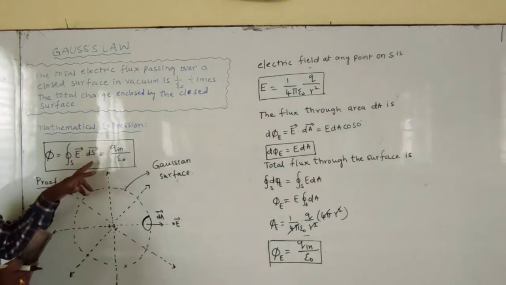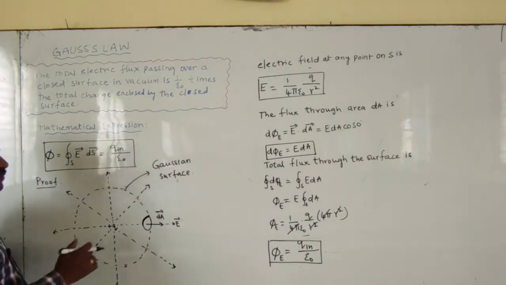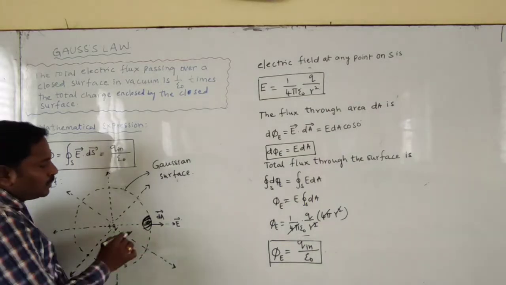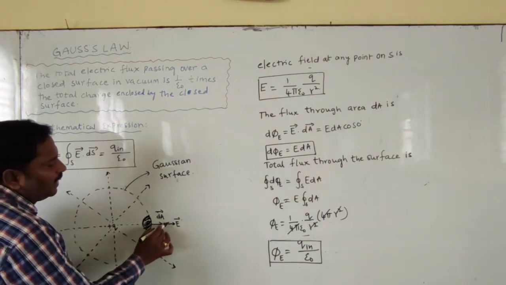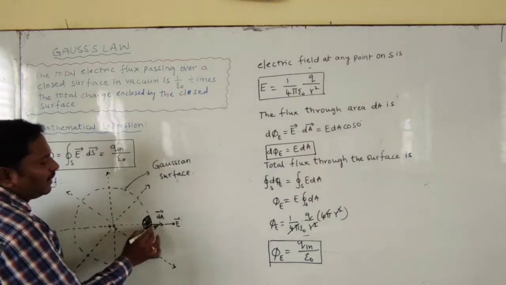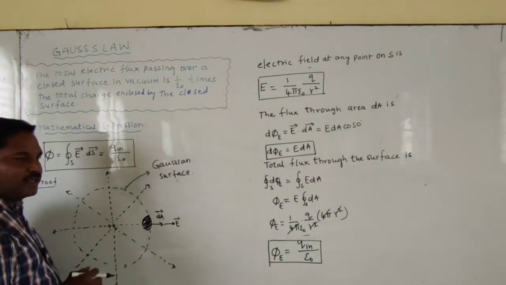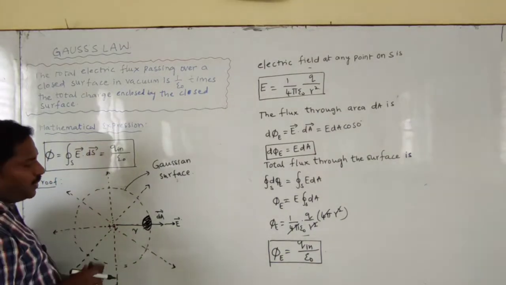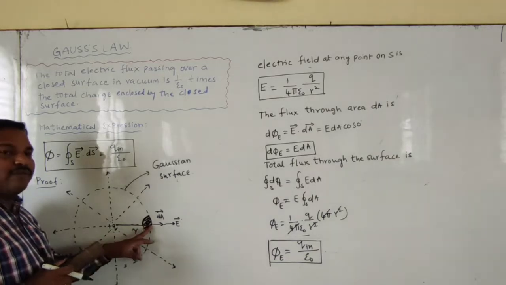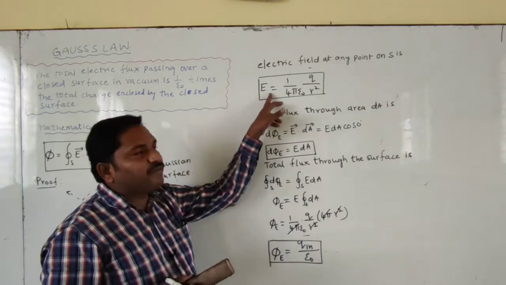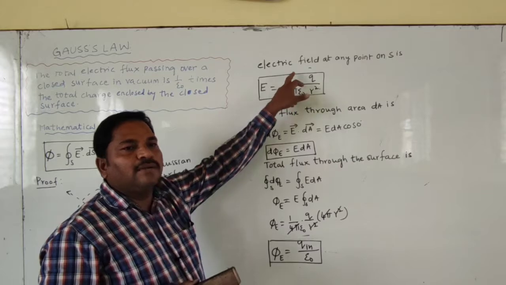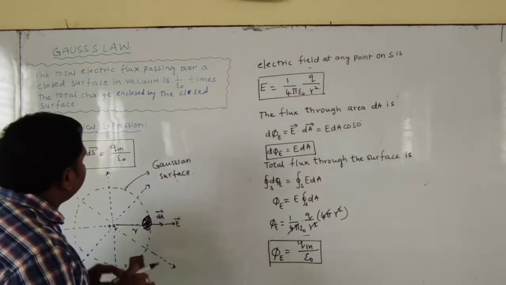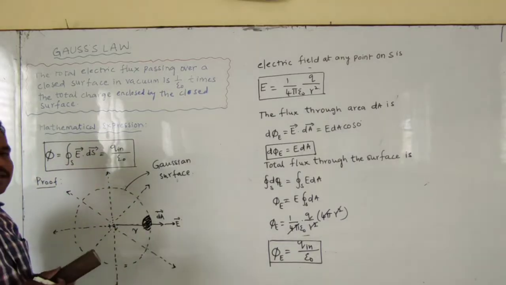Now in order to find this expression, we consider a small elemental area dA. At this point the electric field and the small elemental area are in the same direction, at a distance R. So what is the intensity of the electric field at this point? It is 1 by 4 pi epsilon naught times q by R squared. q is the charge enclosed within the Gaussian surface.